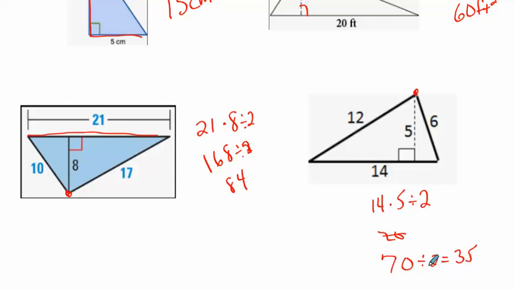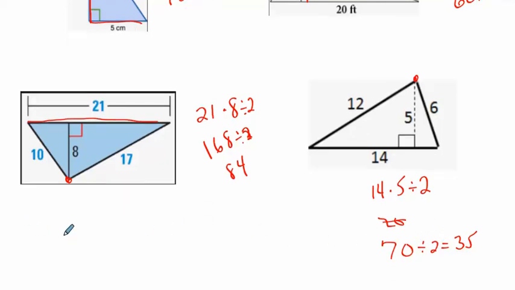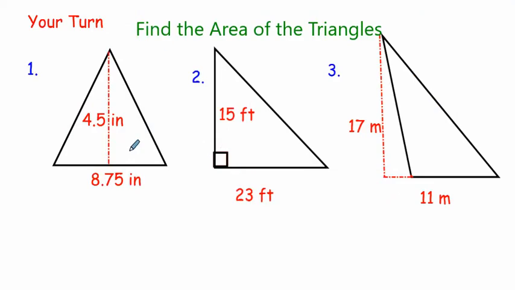Again, please do not forget to divide by 2. You divide by 2 because it is half of a rectangle. You just have 3 questions to work. You're going to do these 3 questions, and I'm going to check your answers. Don't forget to follow the formula. Use your formula sheet. So it's base times height, and then divide by 2.